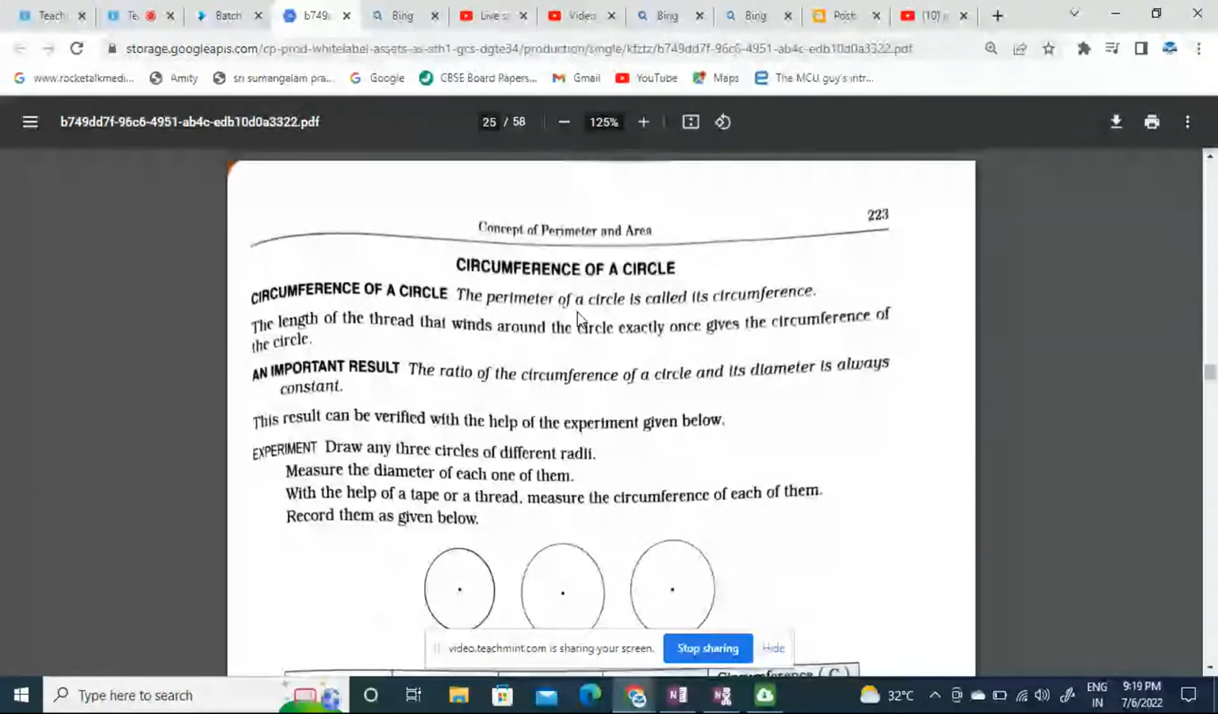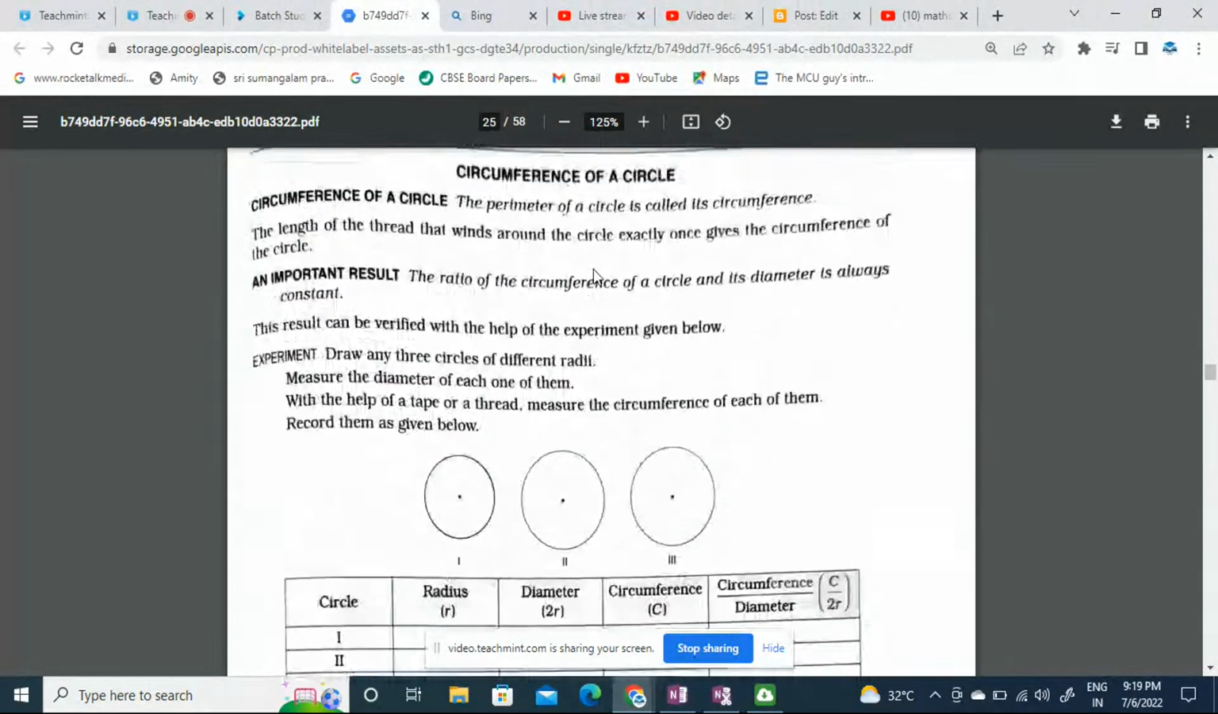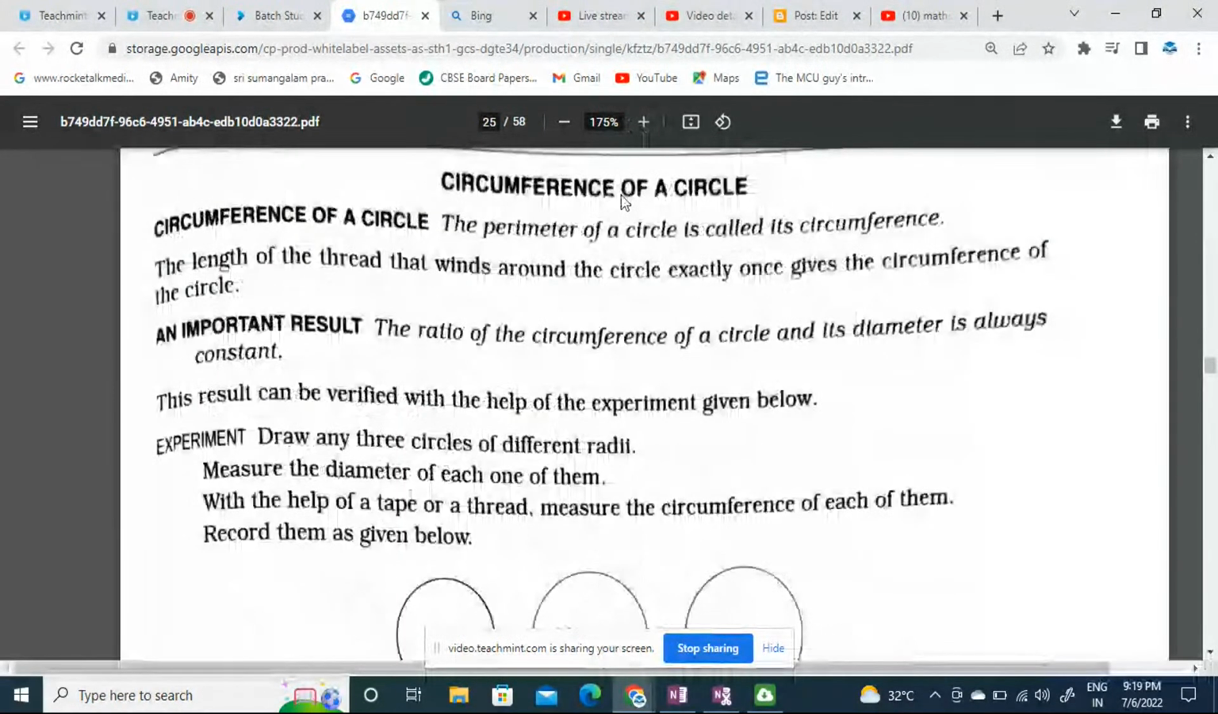Circumference of the circle. We have to find how to find the circumference of the circle. What do you mean by the circumference of a circle? As you can see on your screen, the perimeter of the circle is called a circumference. That means the total length of the boundary of a circle is called a circumference. That is, the length of the thread that winds around the circle exactly once gives the circumference of the circle.